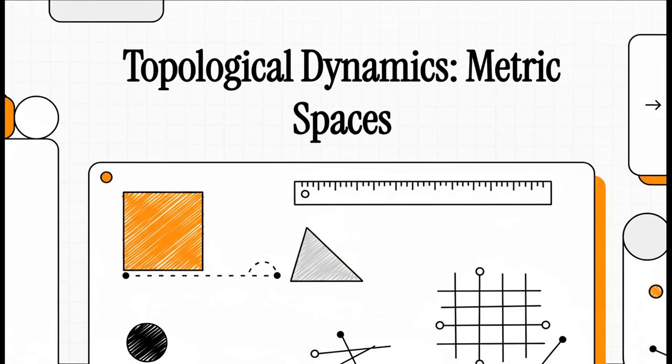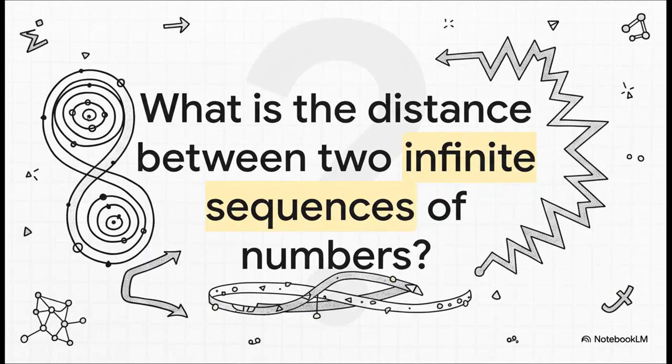All right, welcome back. We're continuing our journey through topological dynamics, following the incredible map laid out by Gordon Whyburn. Now, in our last few sessions, we got a handle on the basic ideas of spaces and sets. Today, we're going to give those spaces a brand new, powerful tool, a ruler. But what kind of ruler are we talking about?